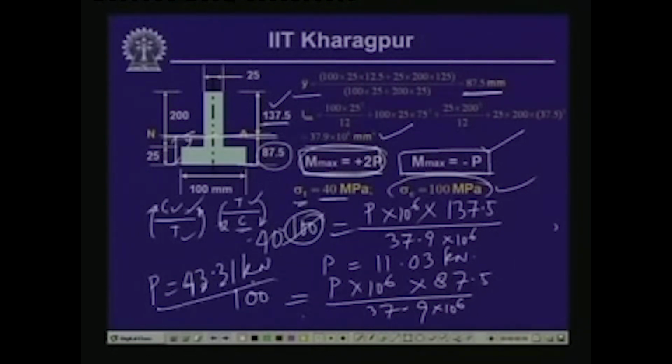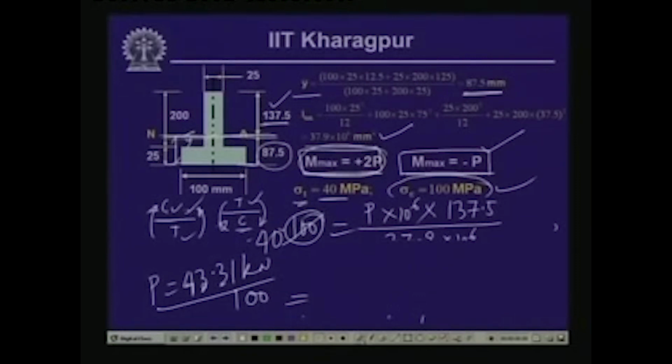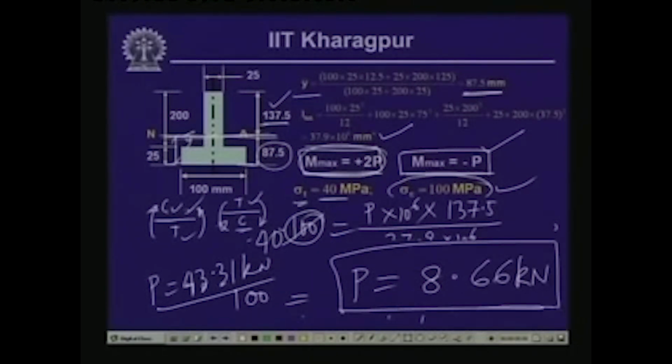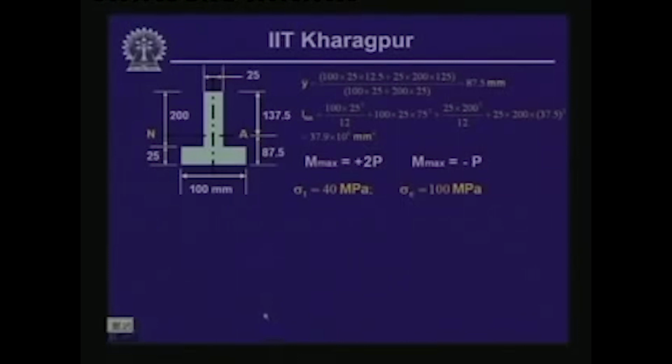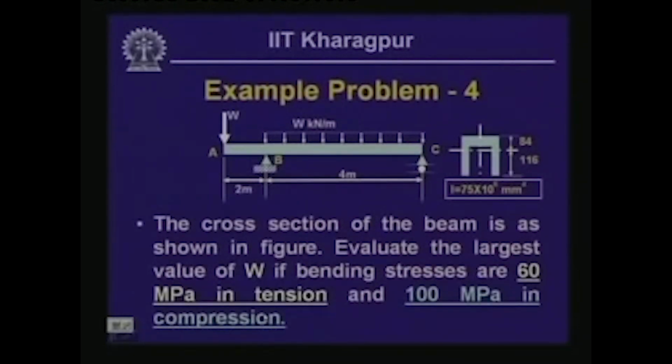Out of the four values of P, the minimum one will be governing, and the minimum value of P which we get from these stress considerations is 8.66 kilonewton. So this is the value of P which can be applied so that the stresses will be within the limit for this particular cross section. Well, I have another example problem for you. This you can try.